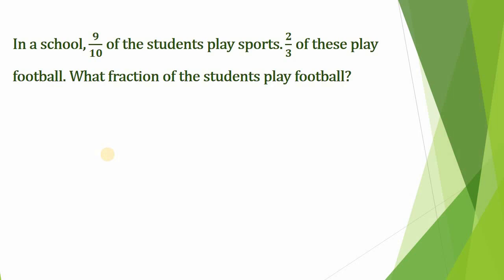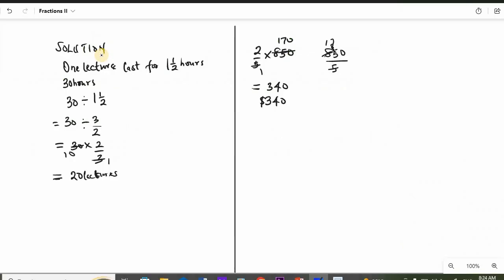So this question says, in a school, 9/10 of the students play sports. 2/3 of this fraction of these students play football. So what fraction of the students play football? Now this is very easy. All we need to do here is to multiply 2/3 by 9/10. Okay.